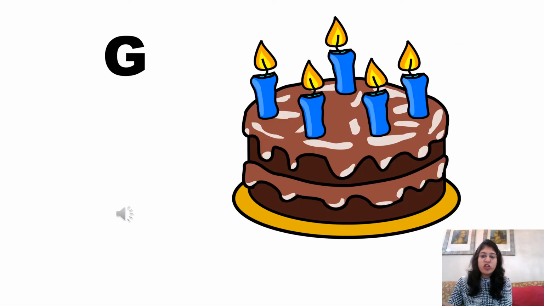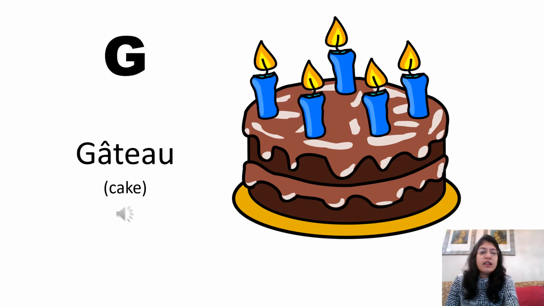G stands for J in French. J stands for gâteau, which means cake. Now look, the circumflex accent in A does not change the pronunciation. The A sound is pronounced as A in French. The circumflex accent is just used in writing. It doesn't change the pronunciation. So it becomes gâteau. EAU is pronounced as O in French, so it becomes gâteau.